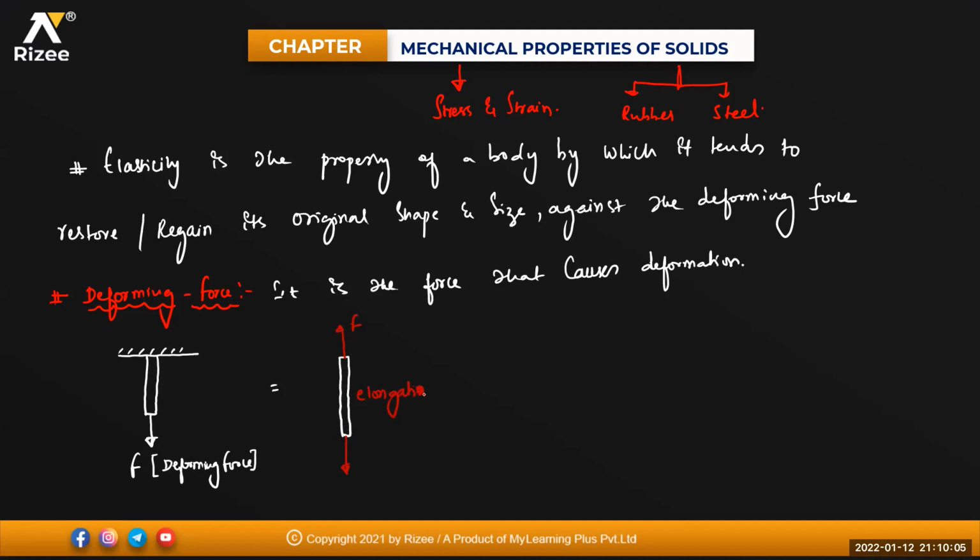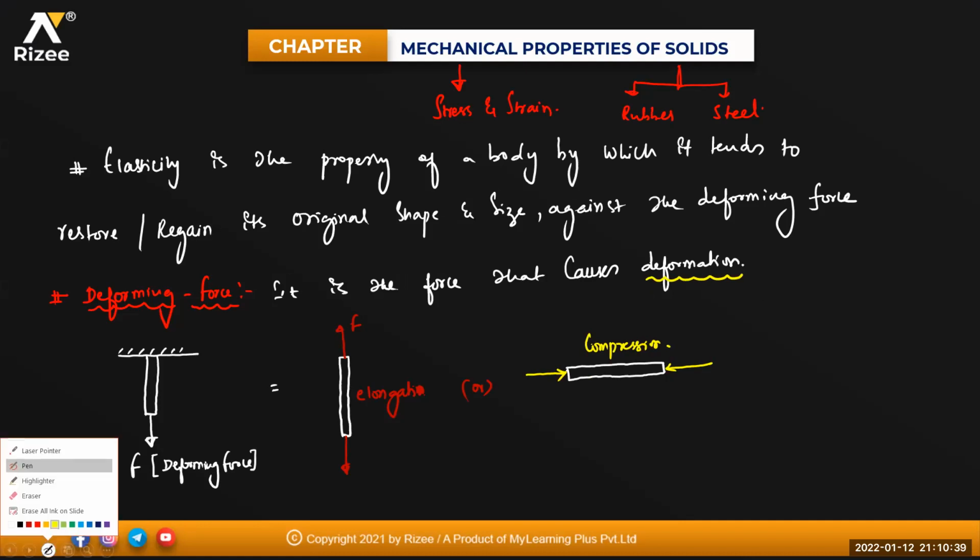Elongation. Or if I take the same body and apply the force on it like this, what happened to this body? It gets compressed. So there is compression. Due to this deforming force, the body may either elongate or compress. Such types of forces are called deforming forces. Is that clear for everyone?